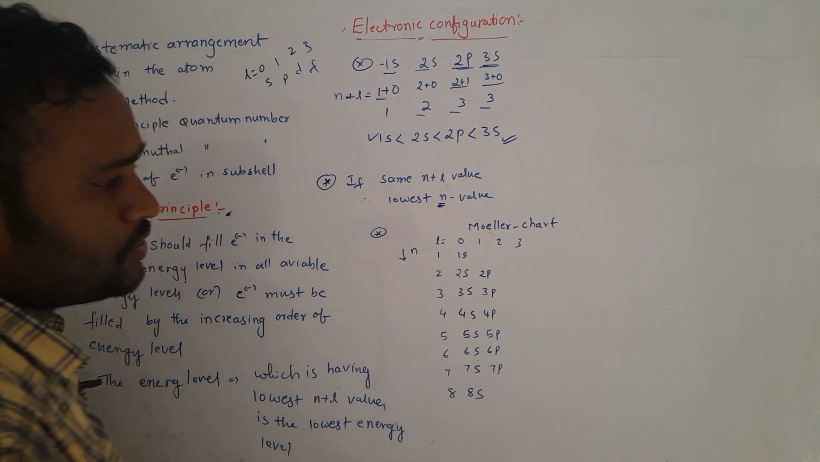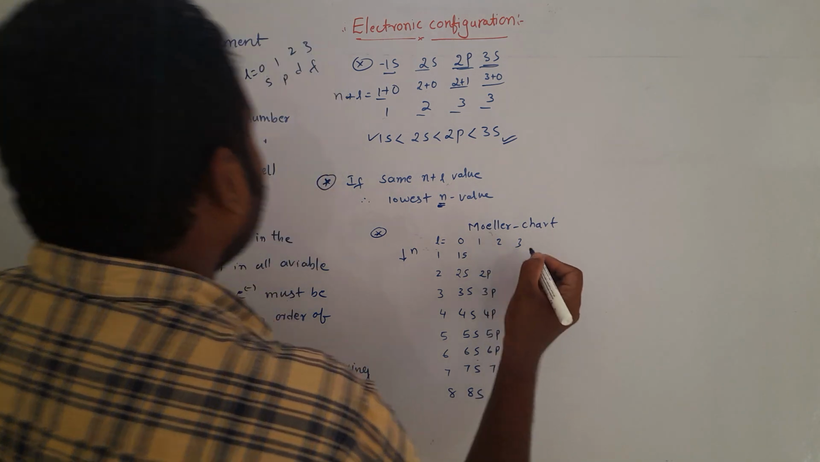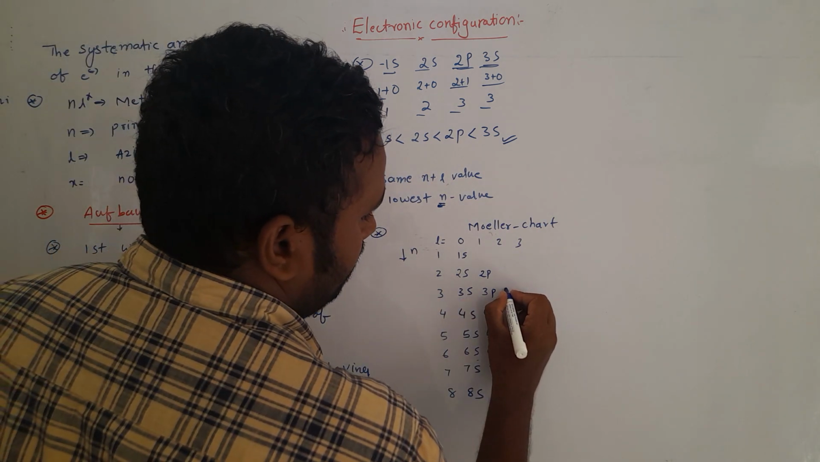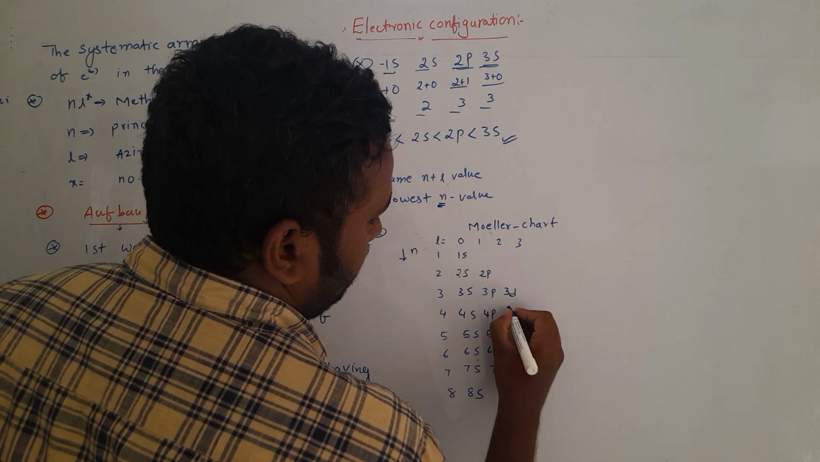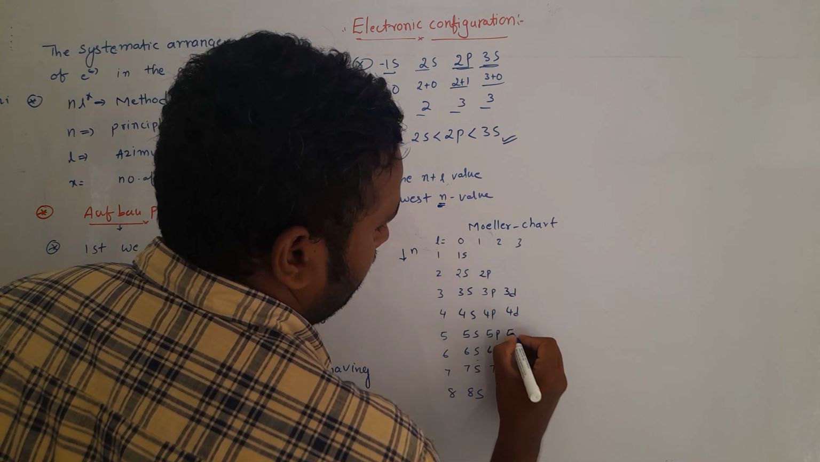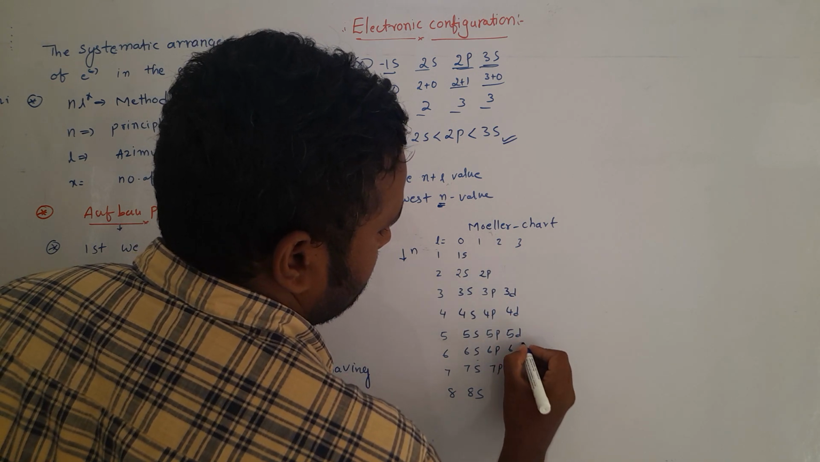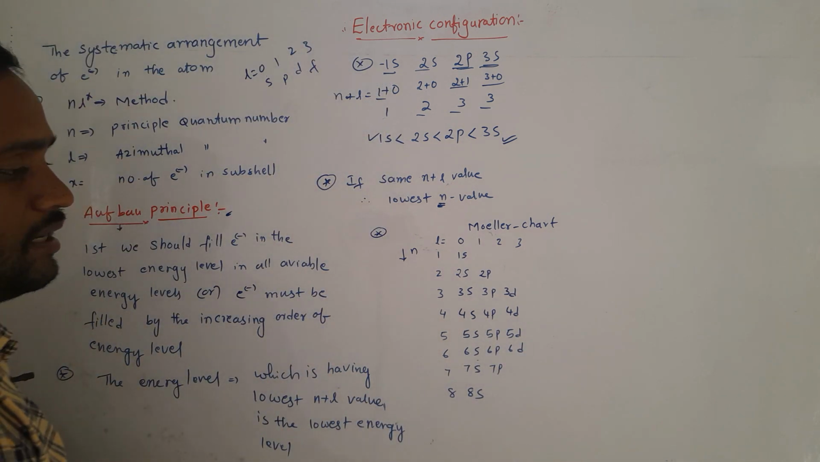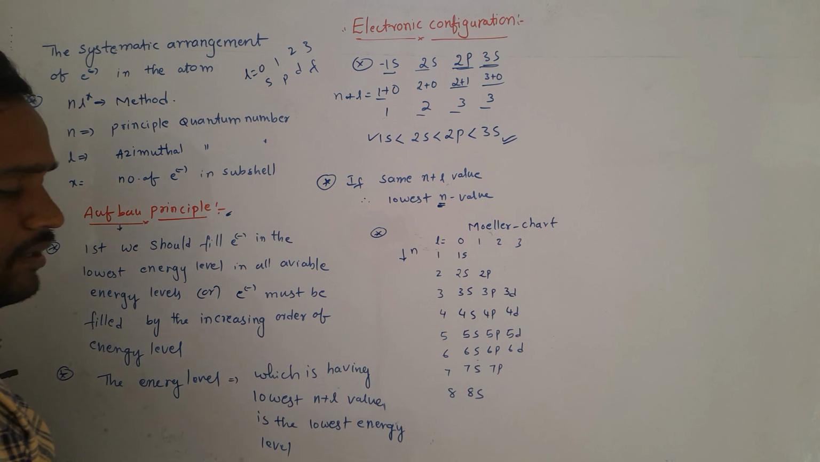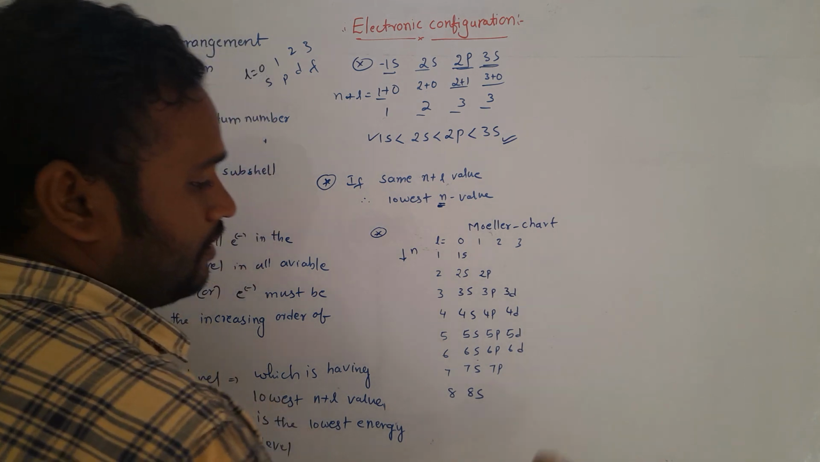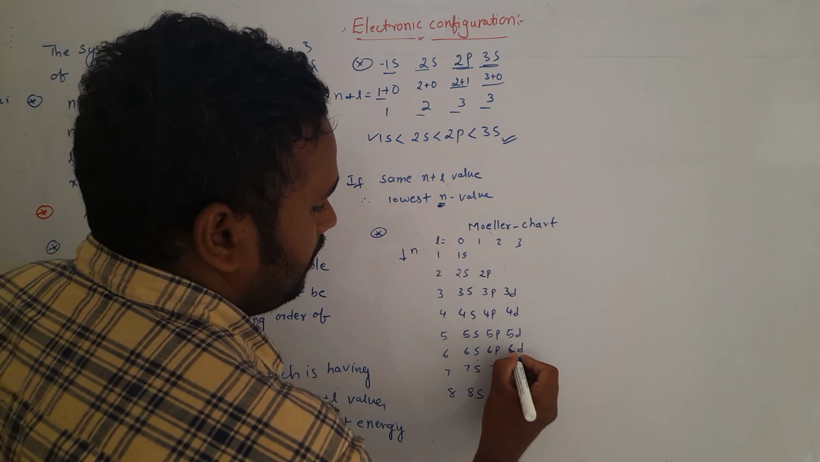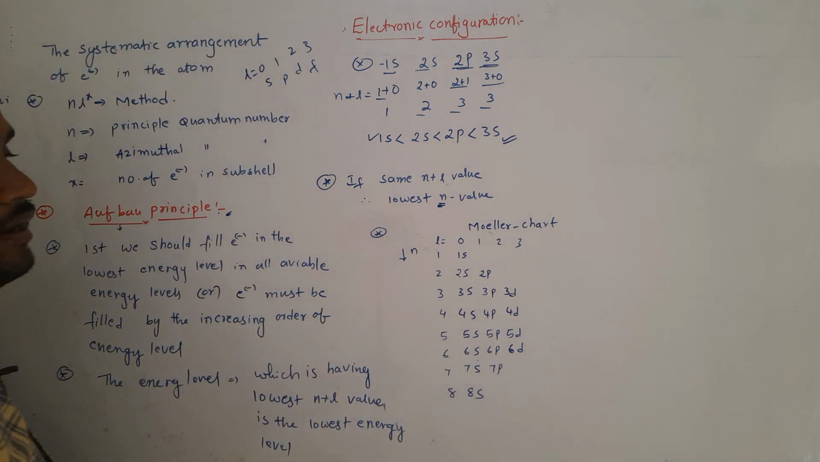Next, coming to l equal to 2, which means d subshell. We already know the d subshell starts with the third shell, that is 3d, 4d, 5d, 6d. Up to 6d is enough. 7d is also present, but 7d is not required for us to write the electronic configuration of all elements. Up to 6d is enough.